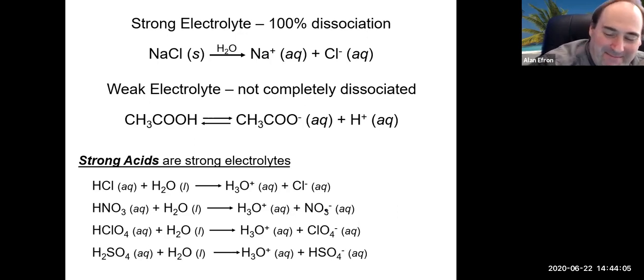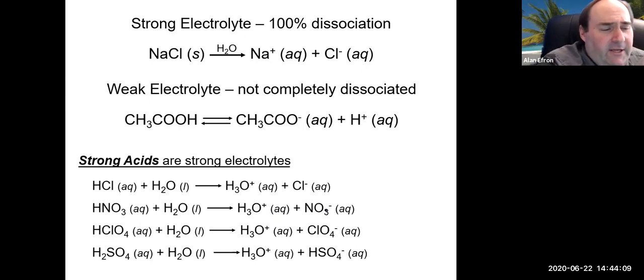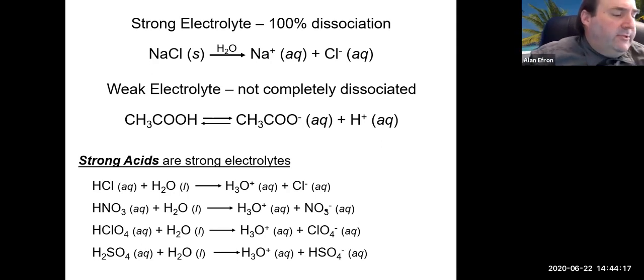All right, so coming back here to our strong electrolytes. Strong acids and strong bases are also strong electrolytes, which means when they are in solution, they will 100% break apart into ions. Some examples of strong acids are what we see down here. HCl is a strong acid. So again, when it breaks apart, 100% of it breaks apart into ions. So in solution, 100% is what you have on this side.